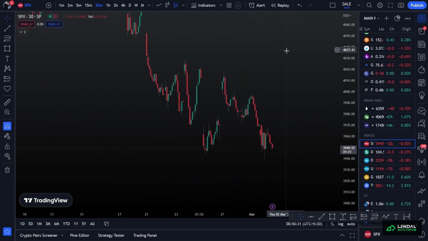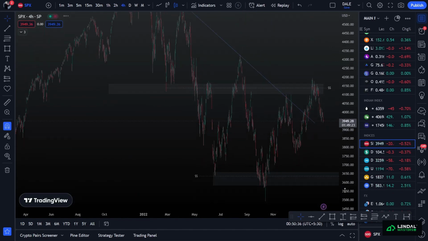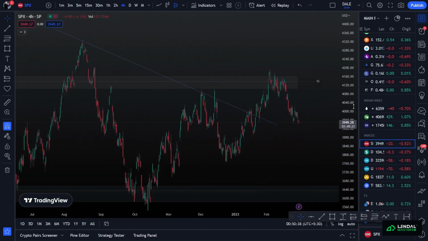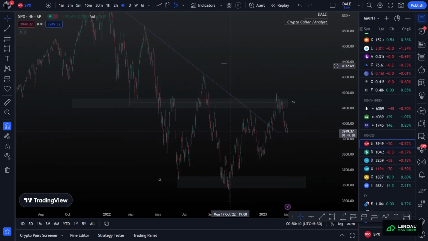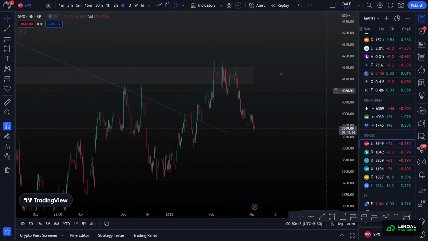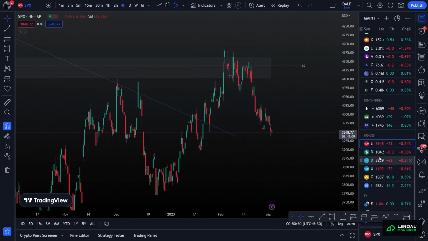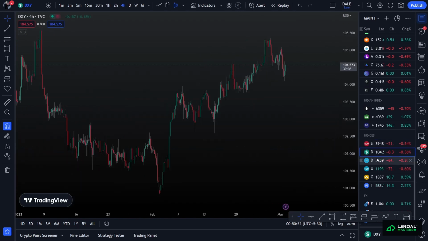Let's check SPX. Okay, SPX is also on a downward trend. PXY.